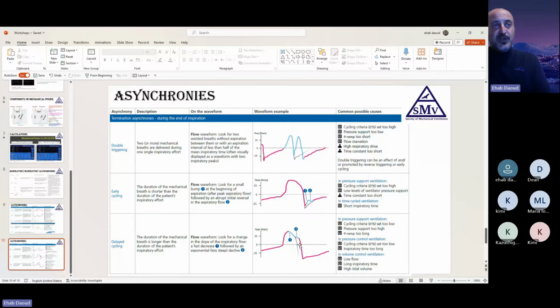You can see the difference now, this is delayed cycling. The patient here was breathing and then he stopped breathing, and you can tell the difference in the slope here, but the ventilator kept going. So here the inspiratory time is too high, or your expiratory sensitivity is set too low, so the inspiratory time is high. So we're trying to match the patient's brain to the ventilator cycle.